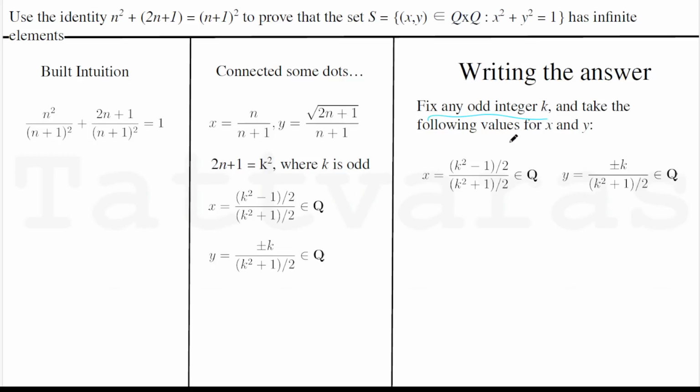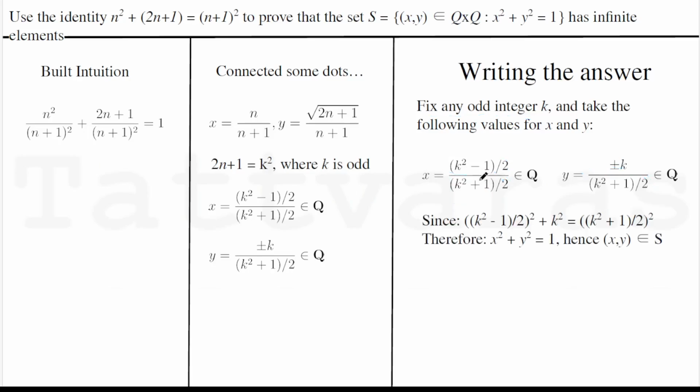Fix any odd integer k and choose the following values for x and y. This and this. Argue that this is rational because the numerator has to be an integer because k was chosen as odd. Same for the denominator. Same for the numerator over here. Same for the denominator over here. And by the definition of a rational number, which is essentially the ratio of integers, both x and y are rational.